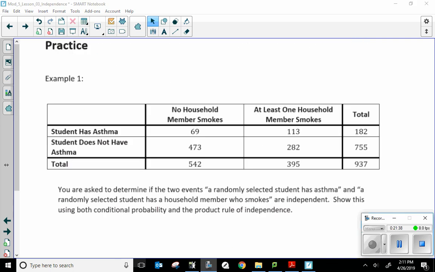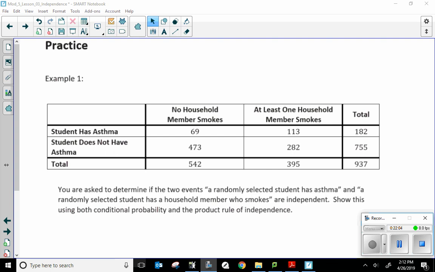All right, let's get in a little bit of practice here. Example 1. You are asked to determine if the 2 events, a randomly selected student has asthma and a randomly selected student has a household member who smokes, are independent. Show this using both conditional probability and the product rule. All right. Well, let's go. We have this table in front of us here.